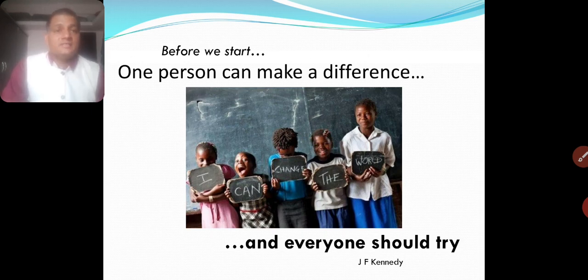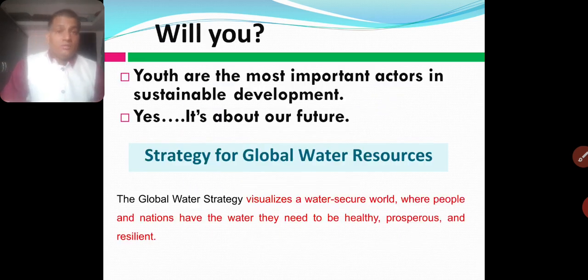That's why he has given a very nice picture: I can change the world. So value that. Yes, youth are the most important actors, because youth have a very strong power, they can change anything. If you involve them in this particular problem of sustainable development, they will change the nation, and they can change things from the local to the global level. So you have to involve the youth in this activity.